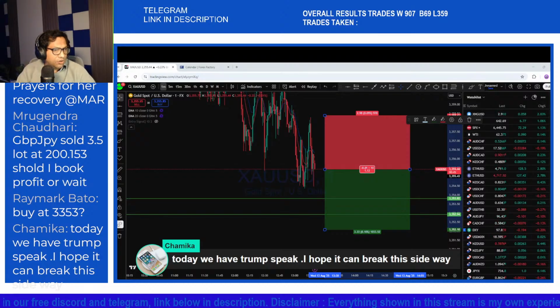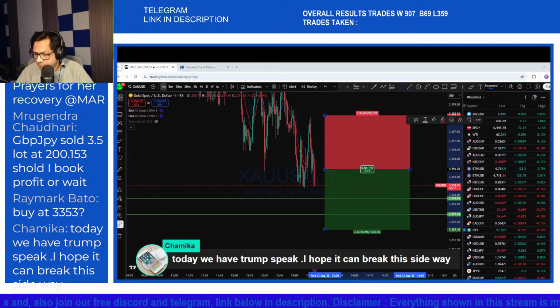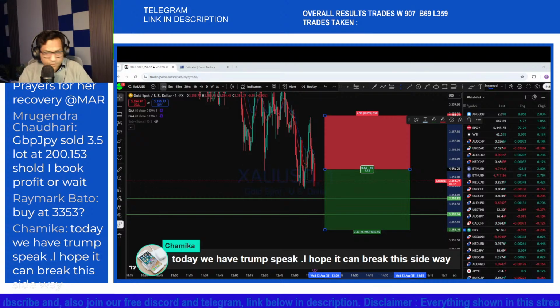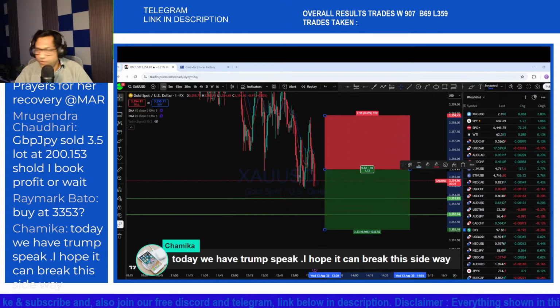Can sell on XAUUSD for a possible downtrend here. This is a very sharp drop, very fast move. It's a quick trade.